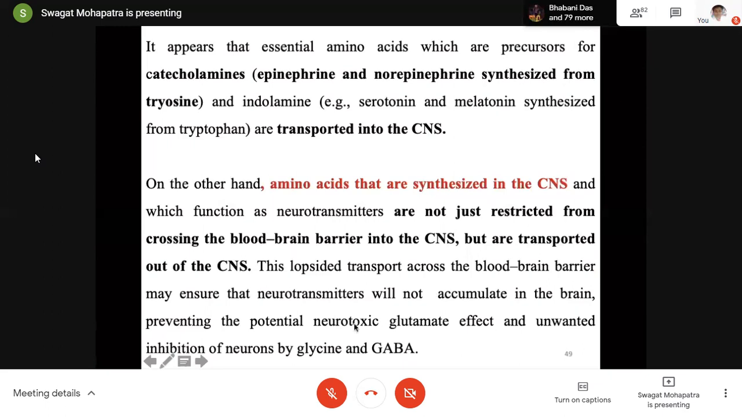So substances, if required, can be synthesized or transported from blood into the CNS, and substances which are produced in the CNS can be transported from the CNS outside into the blood.